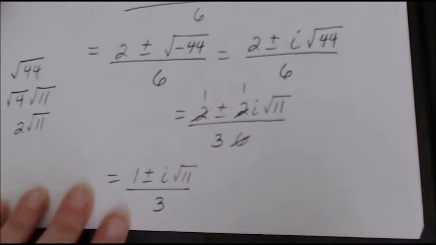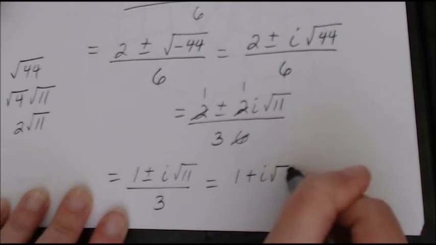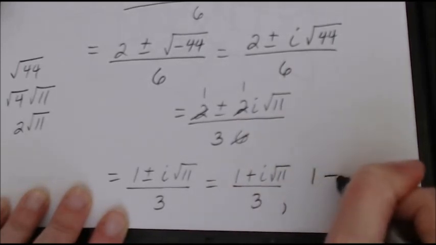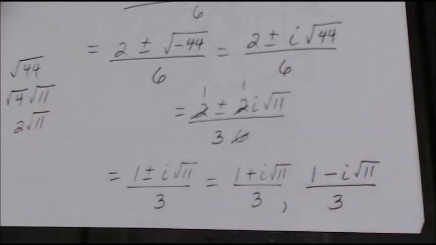In my math lab, they may ask you to separate this. So you would say 1 plus i times the square root of 11 all over 3, and then 1 minus i times the square root of 11 all over 3. And that would be your final, totally simplified answer.